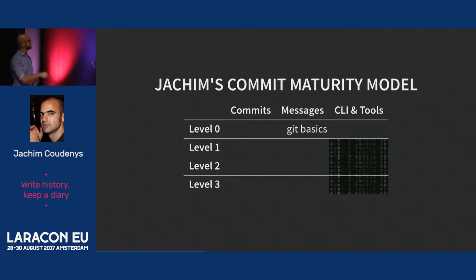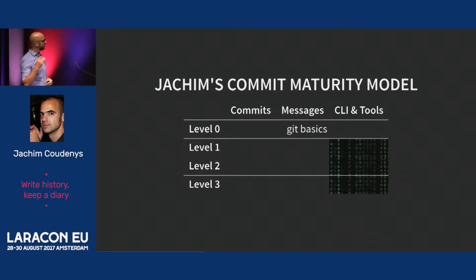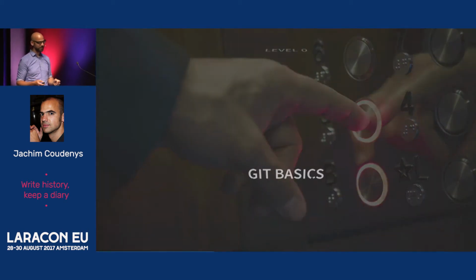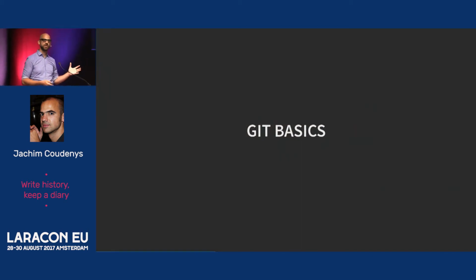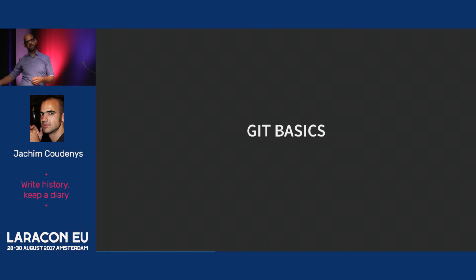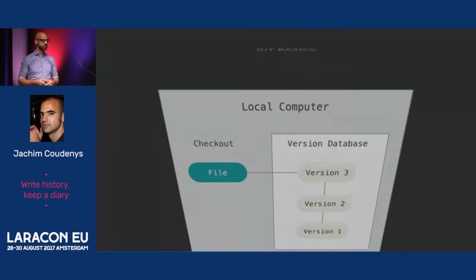It starts with the basics, and then we go a level up every time. For every level we talk about how you commit, how you construct commits, how messages should be constructed, and then some CLI tools and some visualizations for that level. So, everybody ready? A quick recap of Git basics, because a lot of the advanced stuff at the end of the presentation will refer back to a lot of these principles.